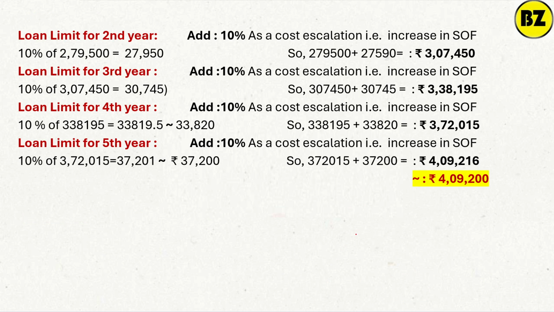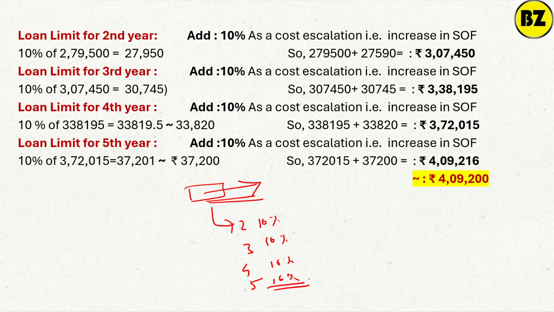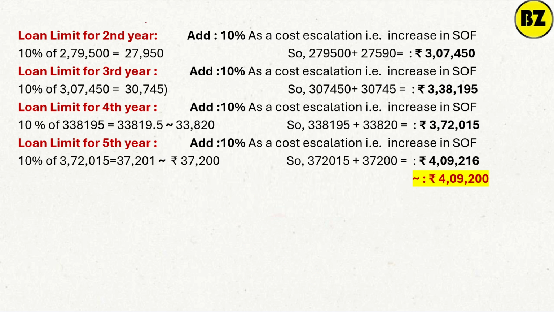Now how to find for the second year? We have already learned that after calculation for the first year, for the second year, third year, fourth year and fifth year, you have to add only 10% of the previous year limit, right? That is the successive adding. Now the limit for the second year: previous first year 2,79,500, so 10% will be simply 27,950. When we add it, you will get 3,07,450 for the second year.